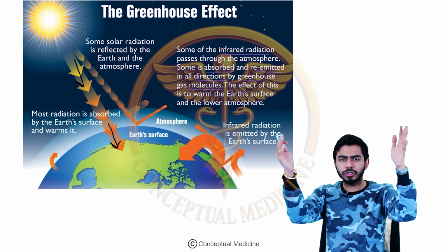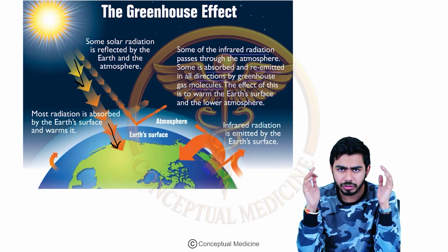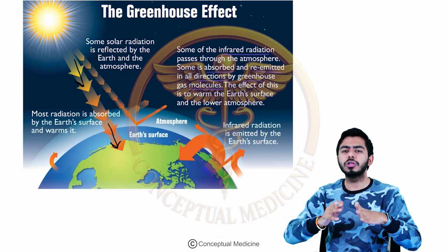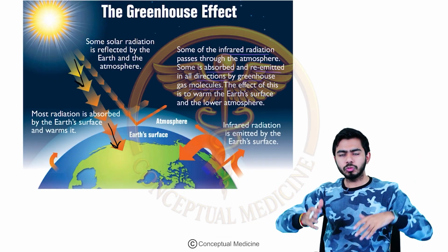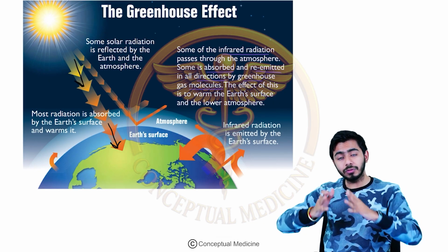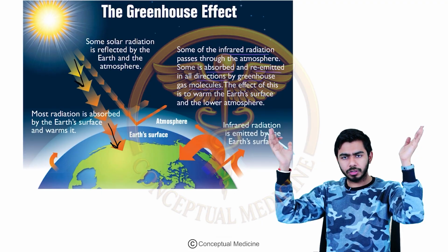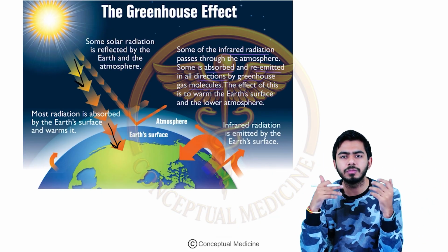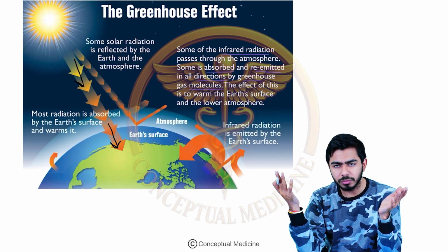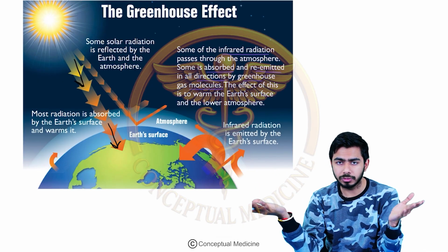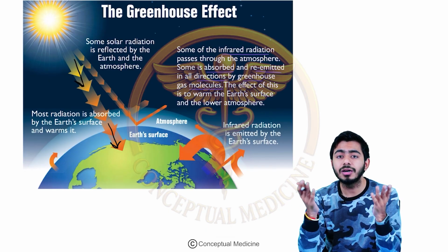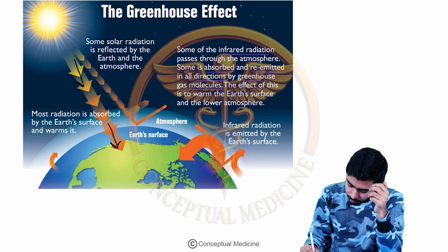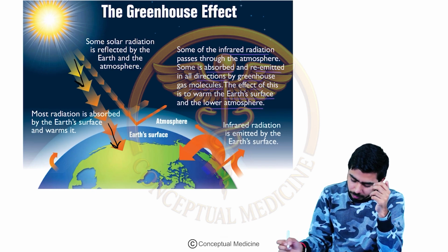Because of the presence of the greenhouse gases, the warm infrared radiation might not be able to leave the atmosphere of the earth. So due to that, because they will not be able to leave the atmosphere, they will be roaming in the earth only. And that will be causing the unnecessary warmness of the earth. So that will be increasing the heat of the earth. That is the basic thing over here. So the effect is to warm the earth's surface and the lower atmosphere.